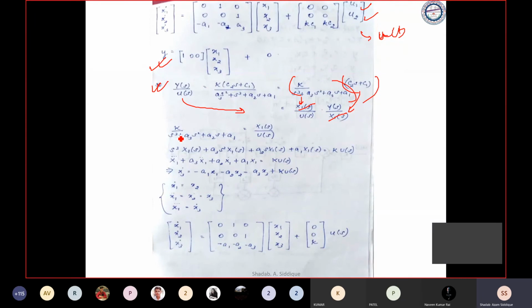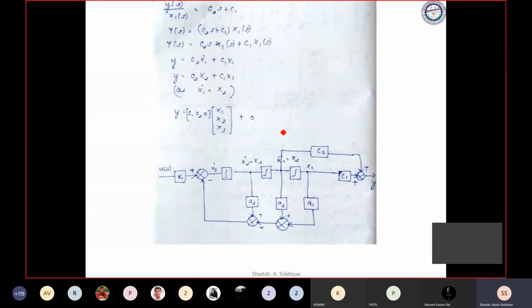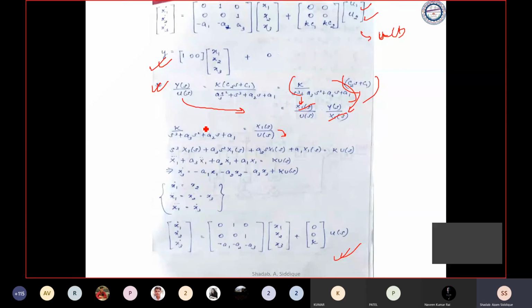So I'll take this equation, k divided by (s cubed plus a3 s square plus a2 s plus a1), which is equal to x1 by u, and I'll try to solve one state equation. And again for the other one, y by x1 is equal to c2 s plus c1, and for this equation I'll try to write the output equation, so for this we'll get only the y equation. Both will give you the same type of thing, but the output equation is different. The output equation you will get different. This output is basically split.